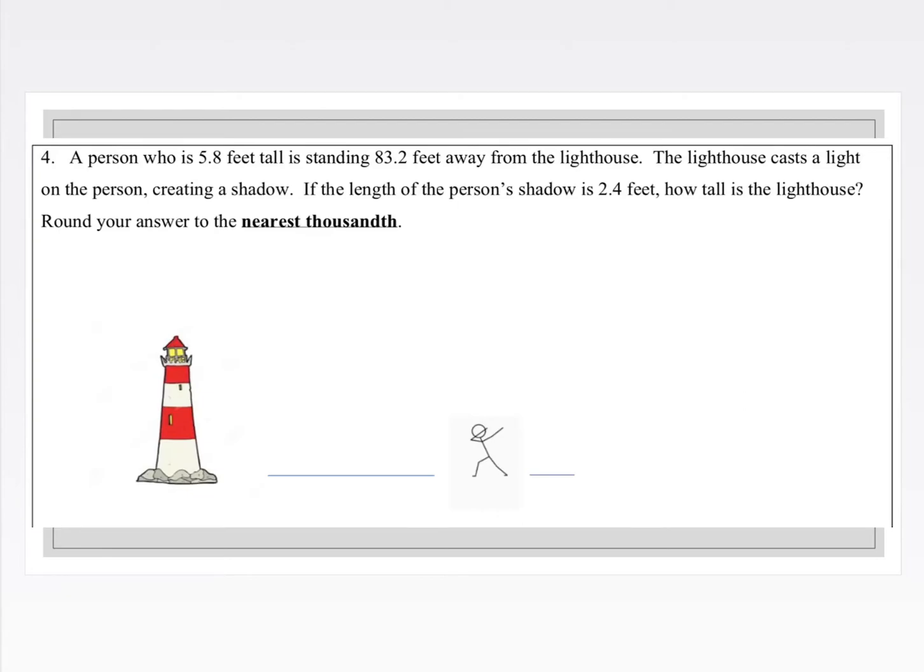What we're first going to do here is use CUBES. The first letter C stands for circle, so we're going to circle some important numbers, and I like to circle the unit that's associated with that number as well. So here we have 5.8 feet tall, 83 feet away, and 2.4 feet. Now we're going to underline the question, which is, how tall is the lighthouse?